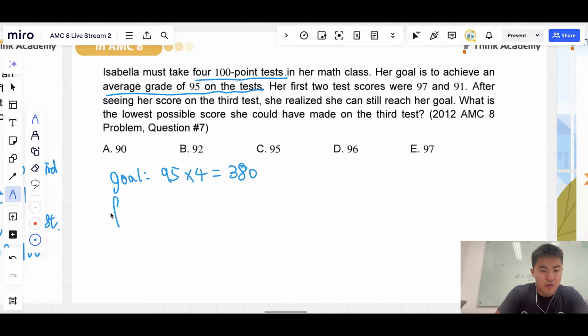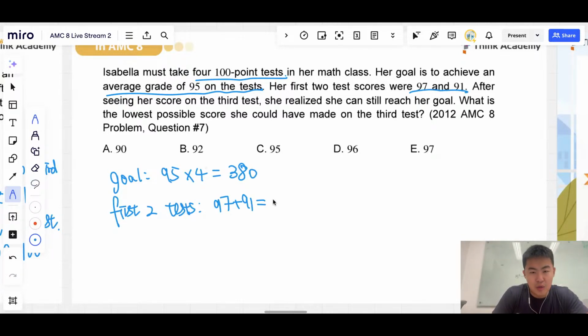Okay, so that should give you 380. So for the first two tests, her score on the first two tests was 97 and 99, so same number. 97 plus 99, we get 188. Okay, so that's the total score she got for the first two tests. Then, after seeing her score on the third test, she realized that she can still reach her goal, which is the lowest possible score she could have on the third test. So that's our goal again.